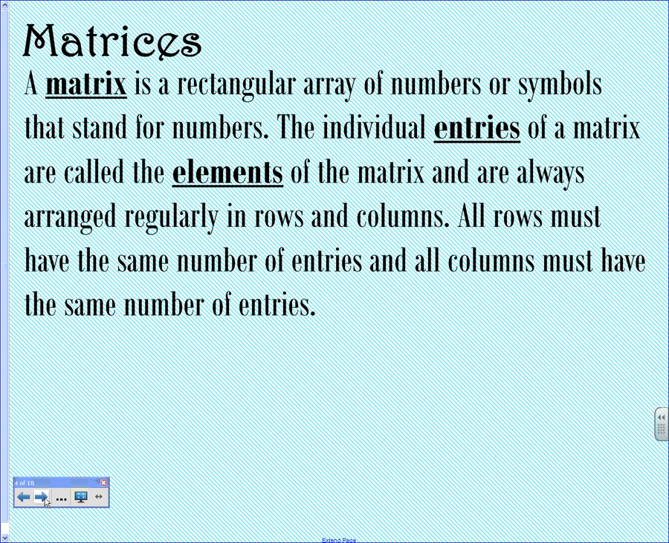So all rows have to have the same number of elements, the same number of entries, and all columns must have the same number of elements or entries. It's not saying that all the rows and all the columns have the same number. All the rows have to have the same, and then all the columns have to have the same. So all of the rows could have 2 entries, and all the columns could have 100 entries. That'd be a really long matrix that I wouldn't want to have to deal with, but that would work.